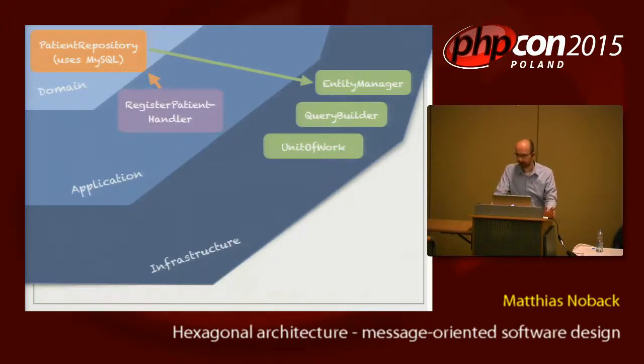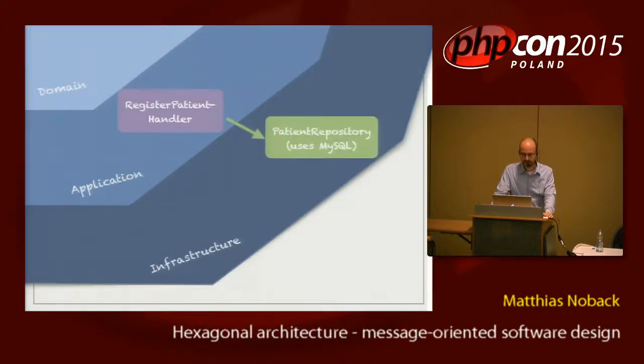But of course, still this is very much wrong. In fact, the patient repository itself should be in the infrastructure layer, to be completely honest about its place. But now we have again a dependency arrow pointing outwards. Right? So we need to do something about this. Who knows the trick by which we can fix this problem?